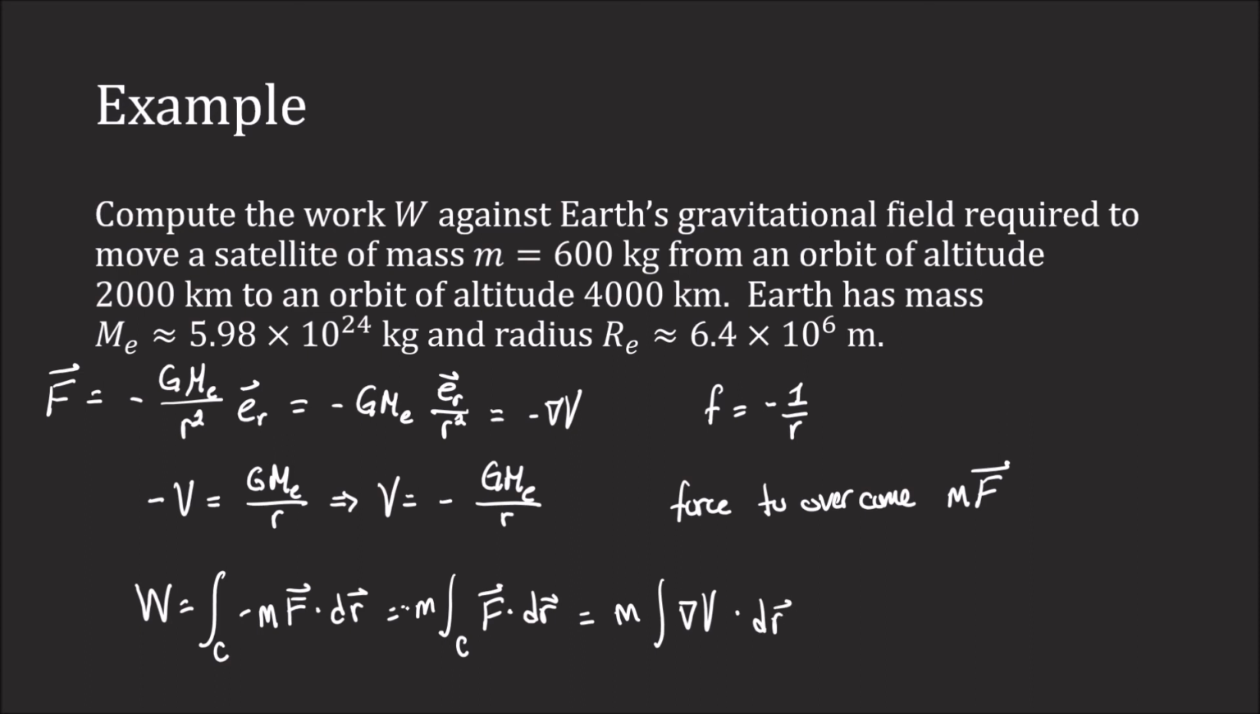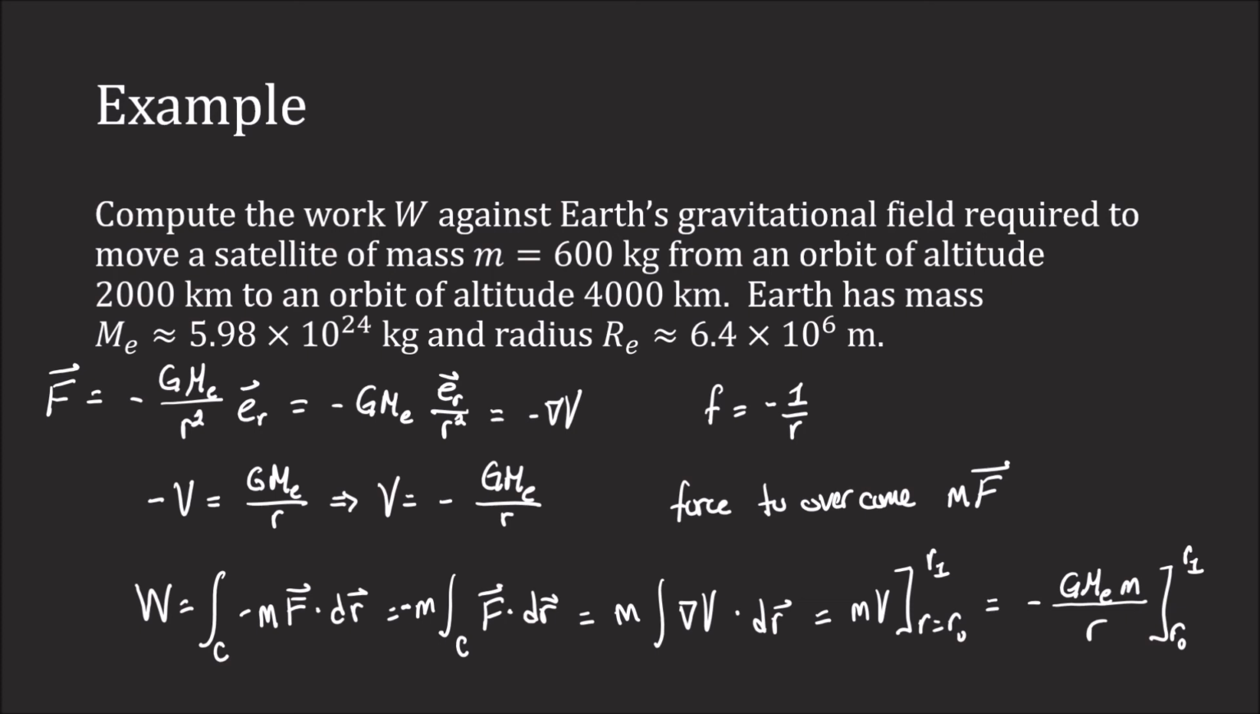I forgot to put a negative out here, right? That's why this is positive. So by the fundamental theorem of line integrals, this is just mV evaluated from some radius r naught to a radius r sub 1. Plugging in V, we get negative G m M, I should say G m sub e m, all over r, from r naught to r1.